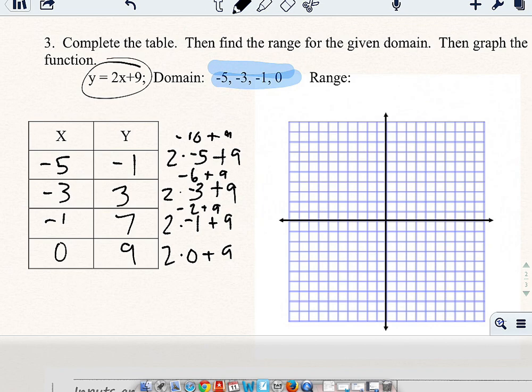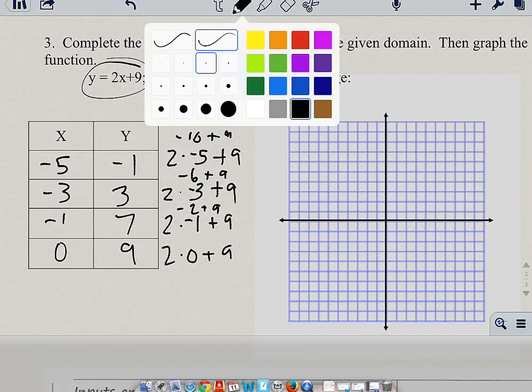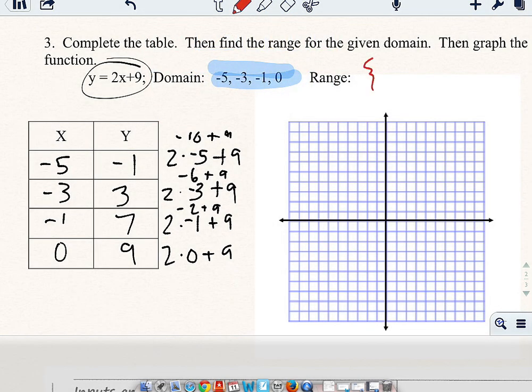Okay, and so I need to write my range out over here, which I think I've done in red all along, so might as well keep that up. The range should be -1, 3, 7, 9. You might notice that we made a little bit of a mistake. We should have put a list notation there. Let's go ahead and plot some points then.